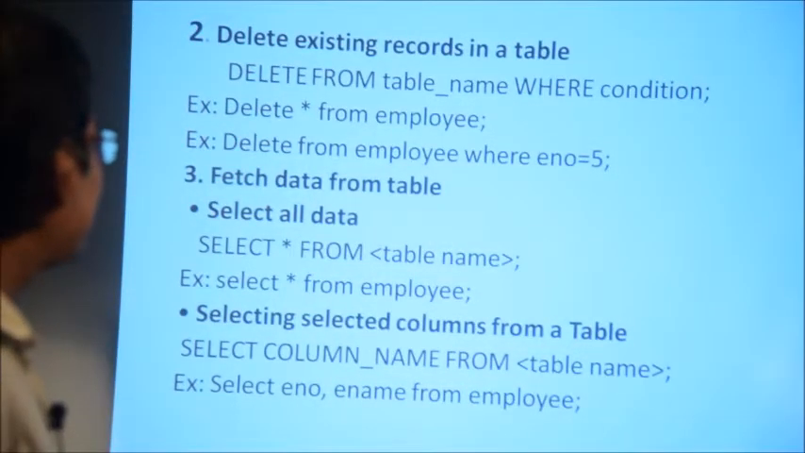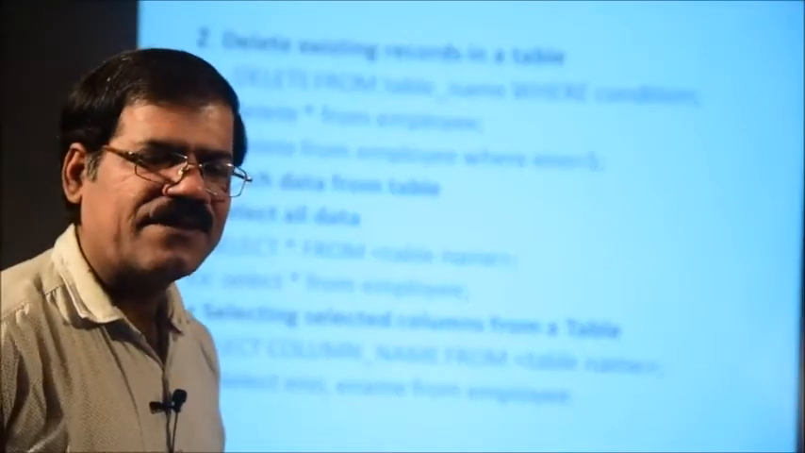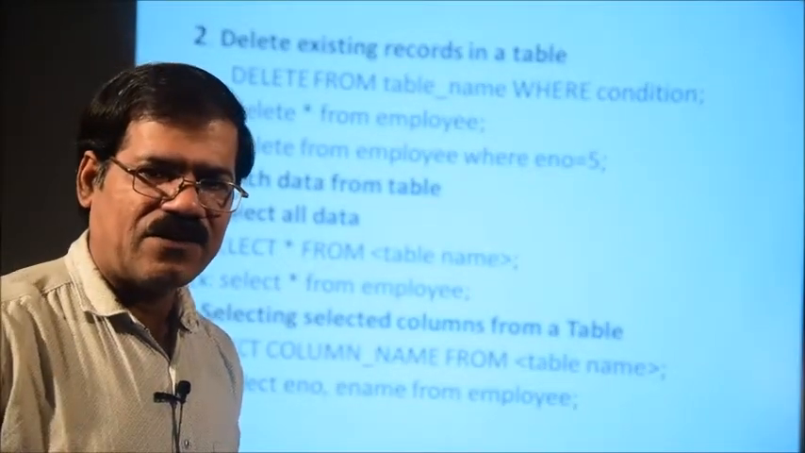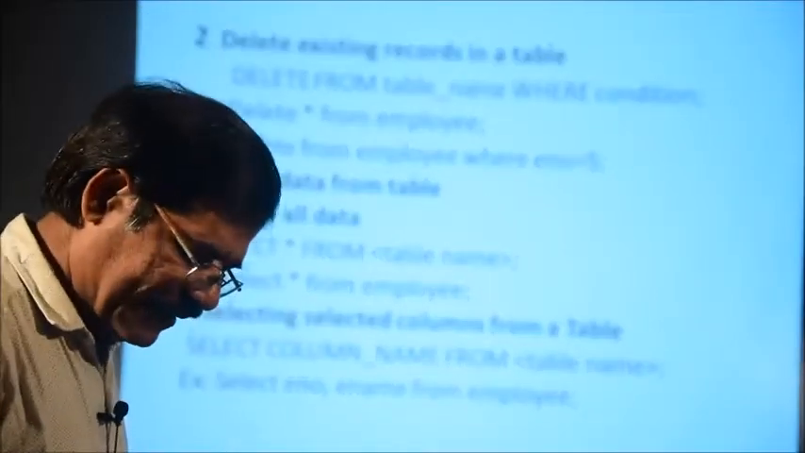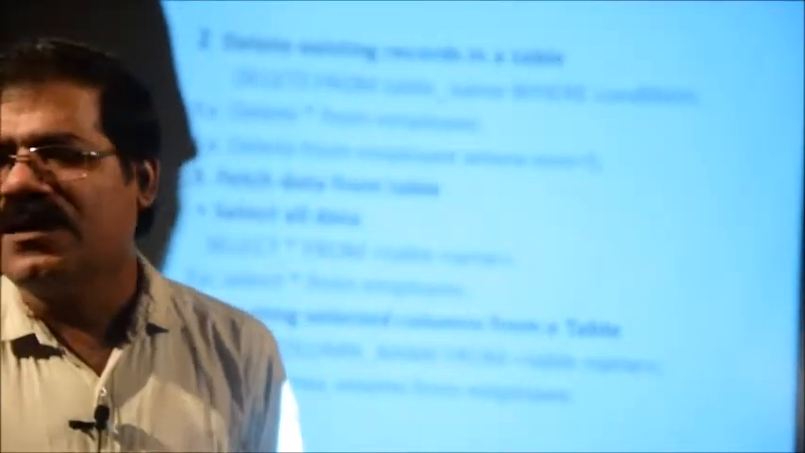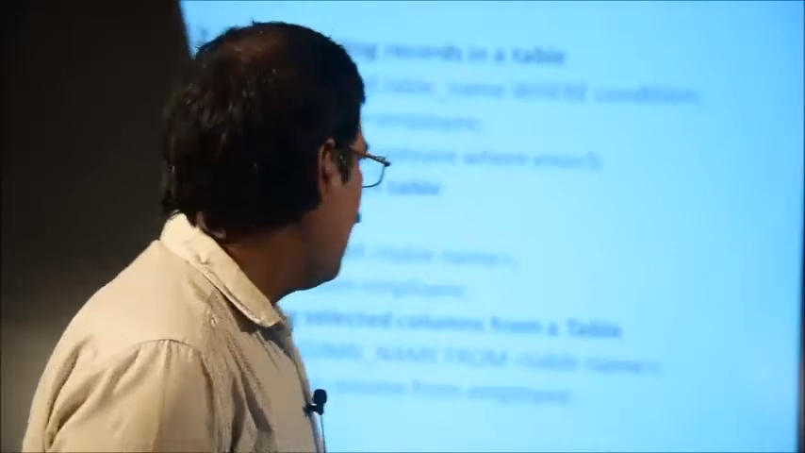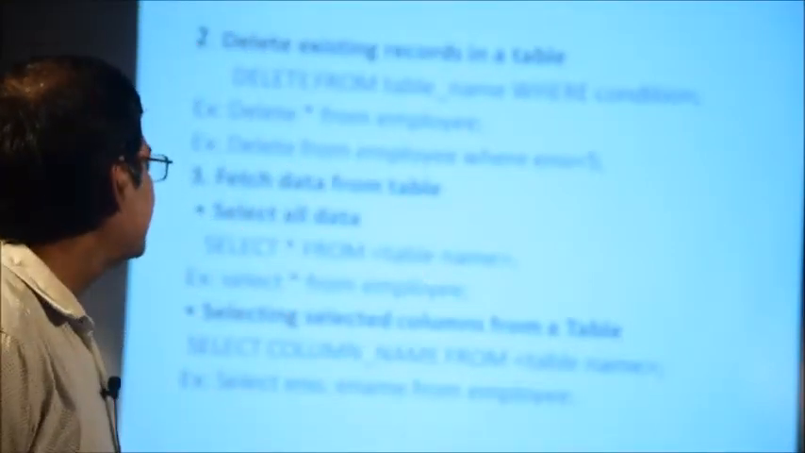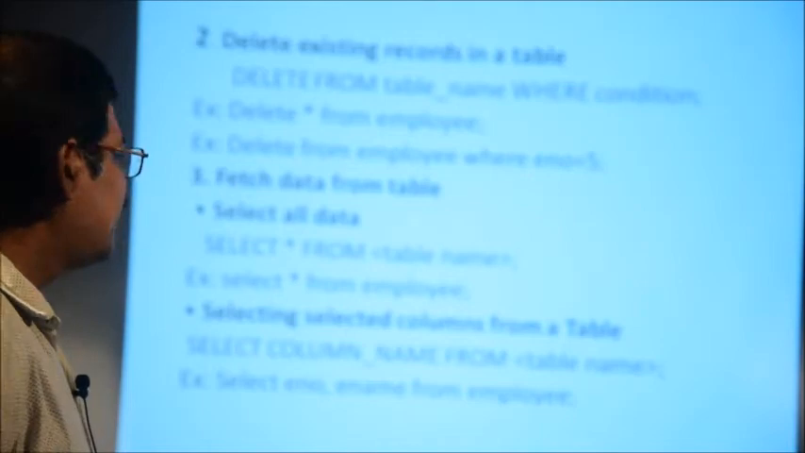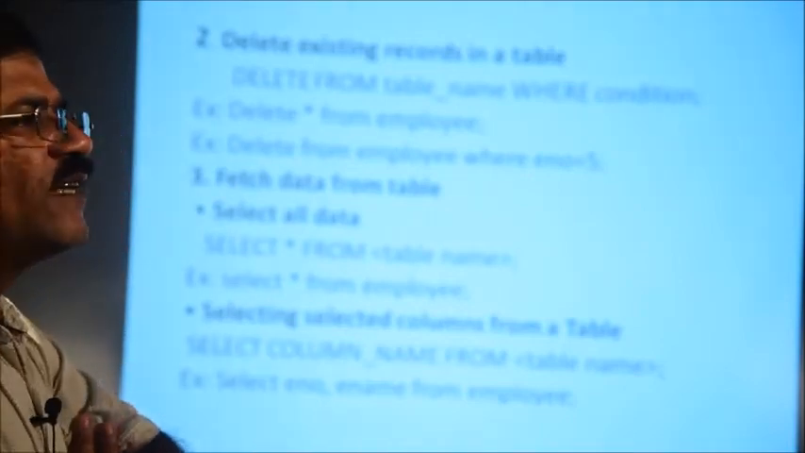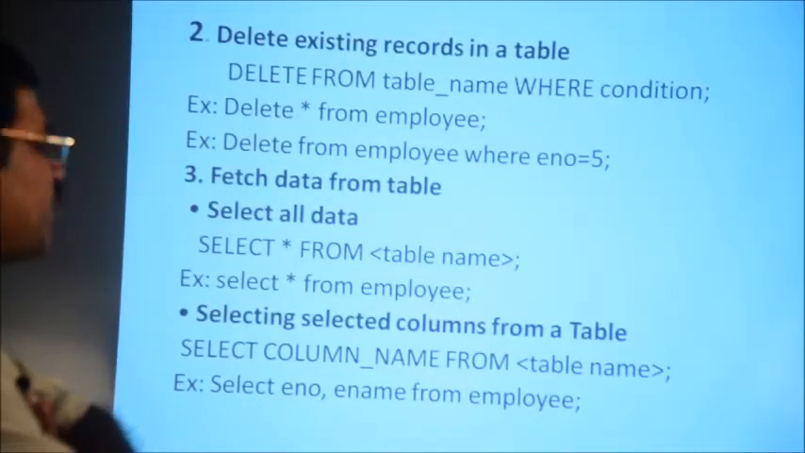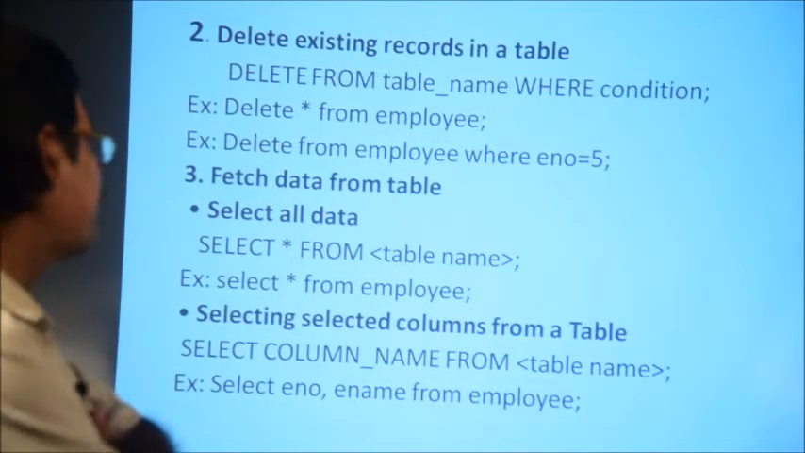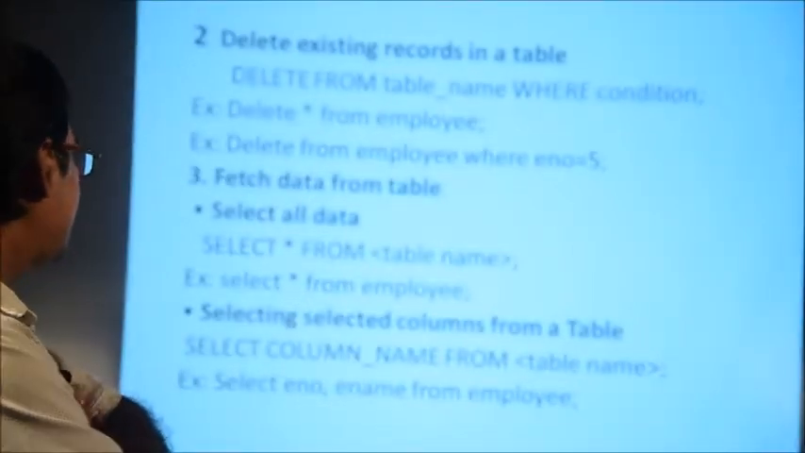Next is fetch data from the table. How to fetch? Fetch means retrieve and display on your computer screen. That command is select. By using the select command, you can fetch the records from the table and display on your computer screen. Select all data. Suppose I want to select all the data from the table and display on your computer screen. What do you write? Select star, star means all data, from table name. So, example, select star from employee.